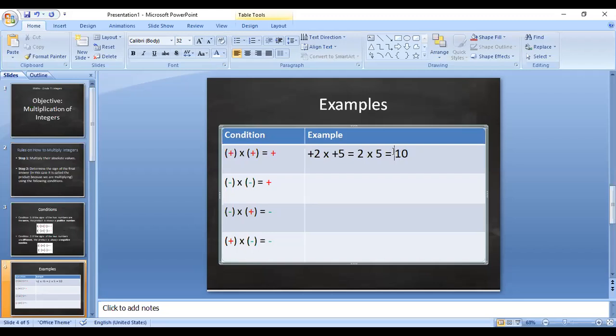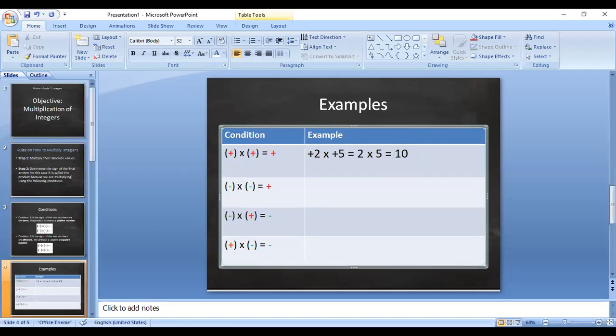क्योंकि अगर नंबर के पास साइन नहीं है, उसका मतलब क्या? उसके पास बाय डिफॉल्ट प्लस साइन है. अगर नंबर के पास साइन नहीं है तो बाय डिफॉल्ट प्लस साइन है. यस. ओके, let's see another example.